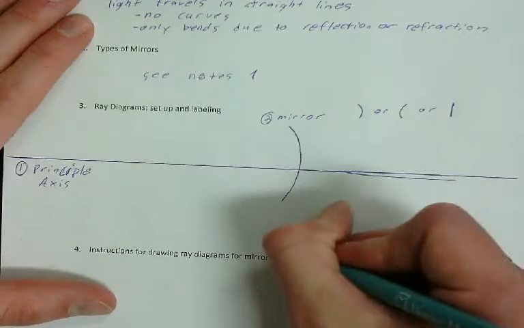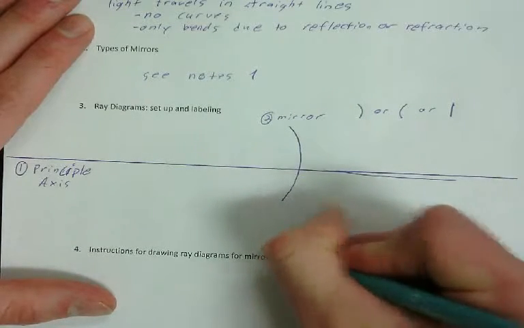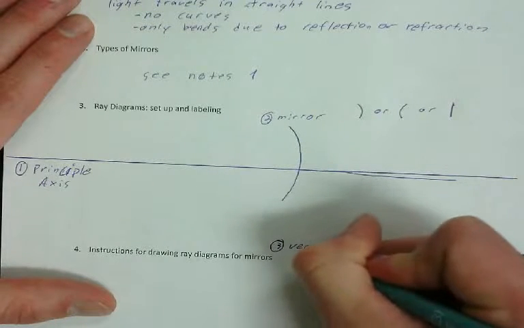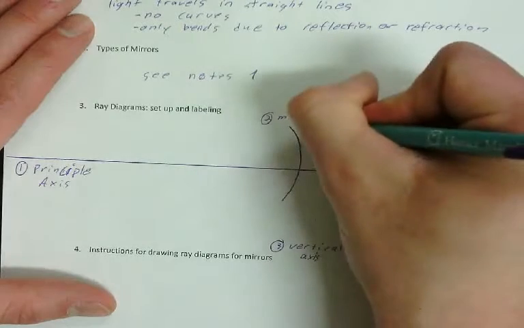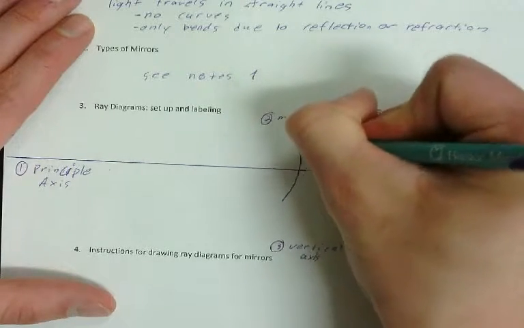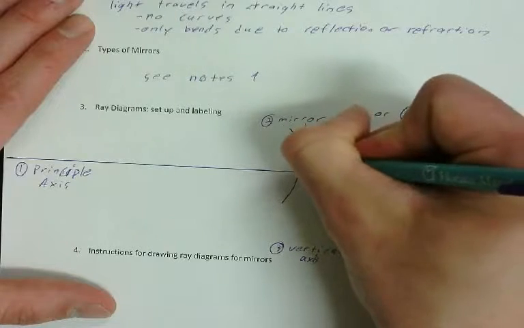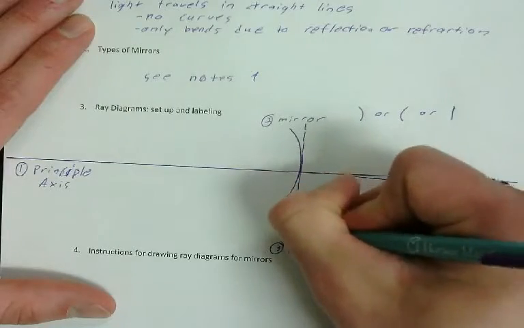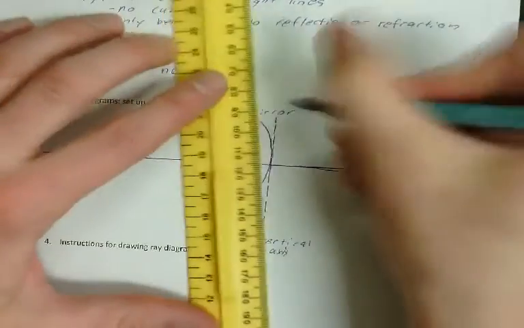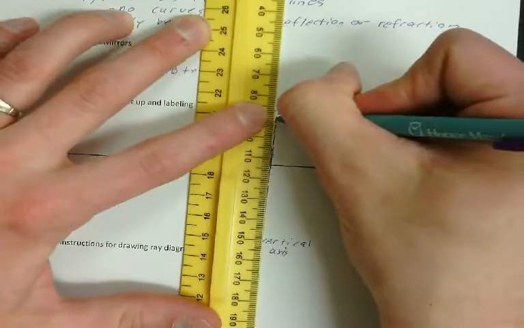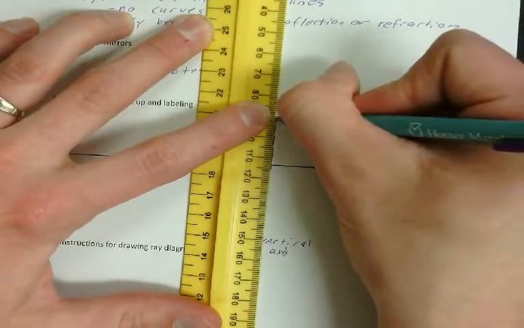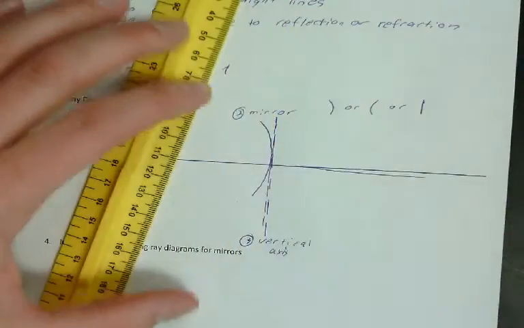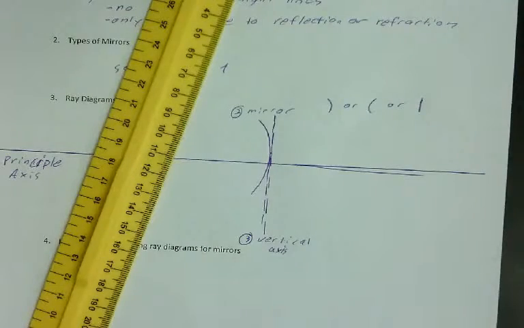Okay, step 3. You need a vertical axis. And the vertical axis is going to be a straight up and down line that touches the edge of the mirror. It just kind of grazes the edge of the mirror. But let's do a better job. There we go. That's much better. Yes, it needs to be straight.